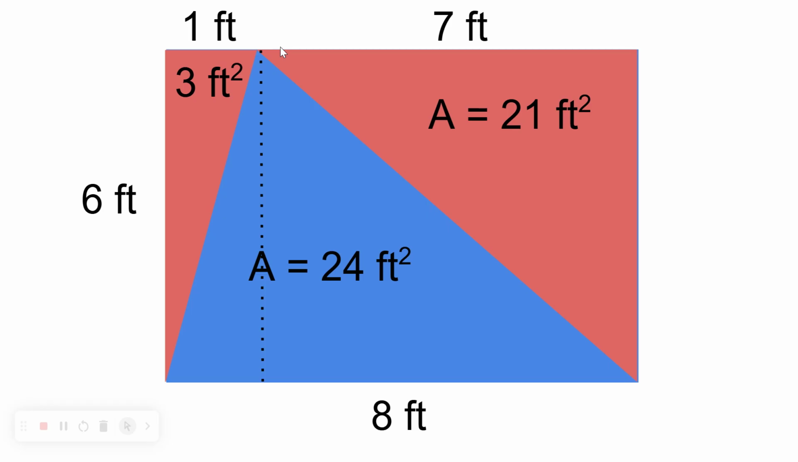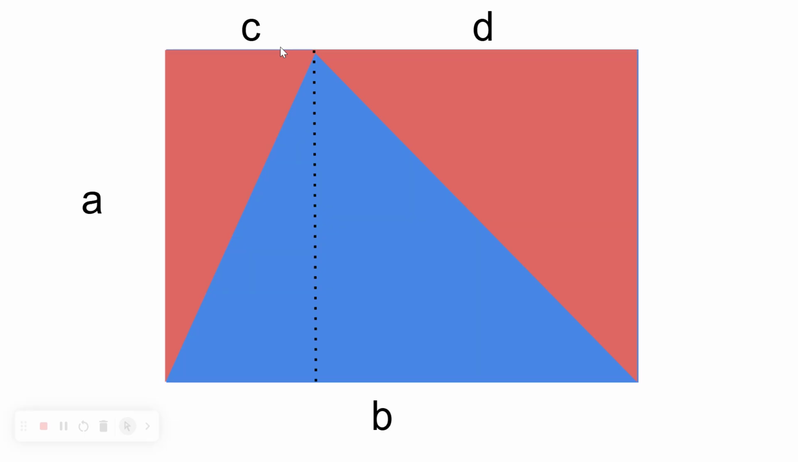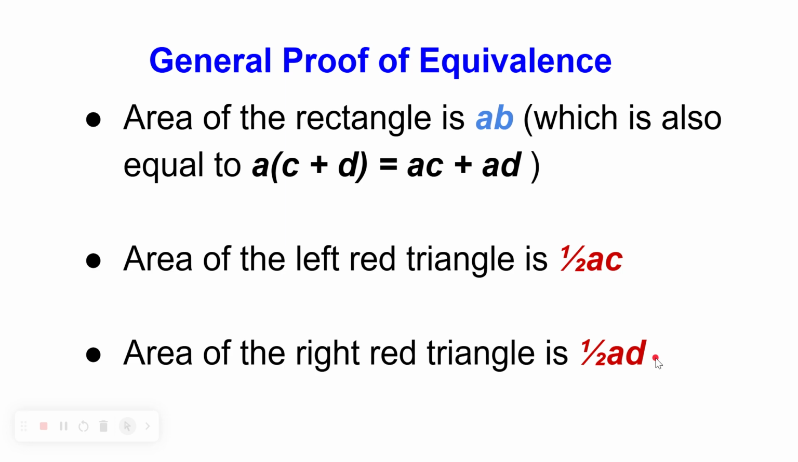But you can do it with any values, as we're going to see by just showing with an algebraic proof in a second here. So again, this is our setup. We have our blue rectangle. We have these little red triangles cutting off some of the area to leave over this blue triangle that we're trying to find the area of. Okay? So let's look at an algebraic proof for a moment.